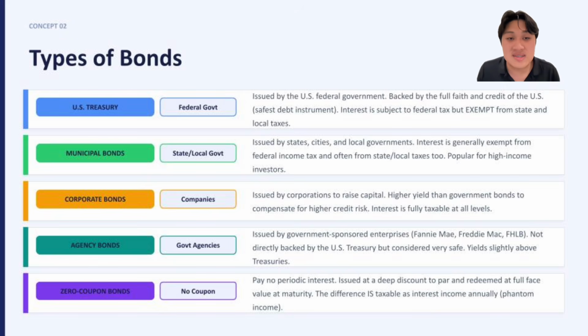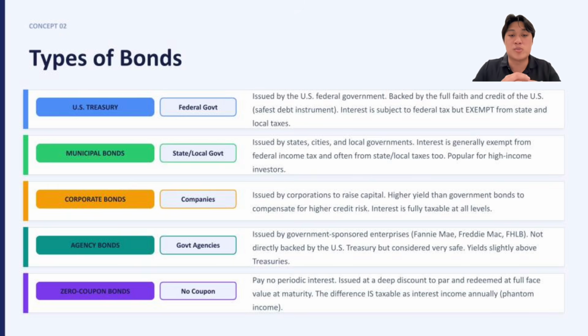Let's talk about types of bonds. We got US Treasury bonds, for example T-bills. This is seen as one of the most secure and one of the safest investments, which is bonds issued by the US federal government, backed by the full faith and credit of the US government. Interest is subject to federal tax, but it is exempt from state and local taxes.